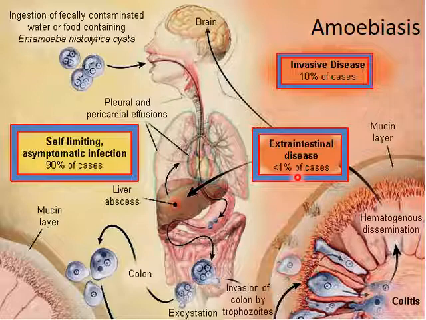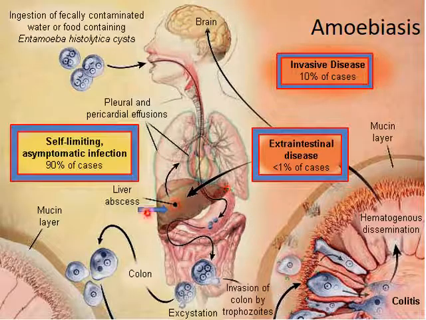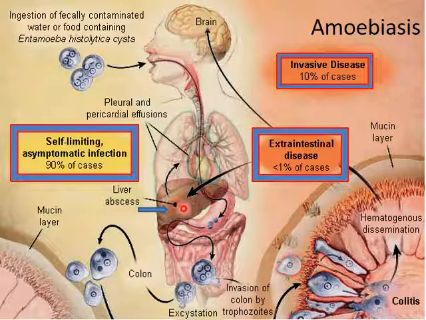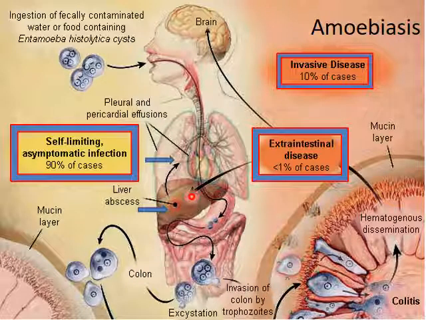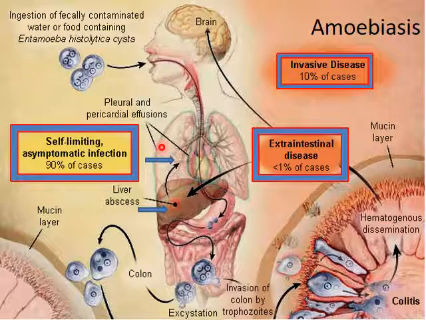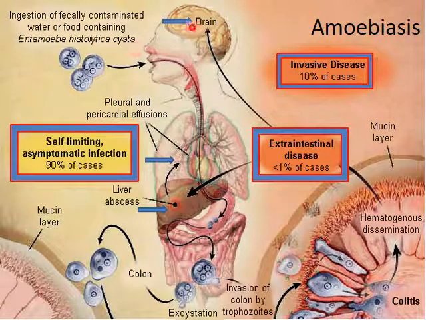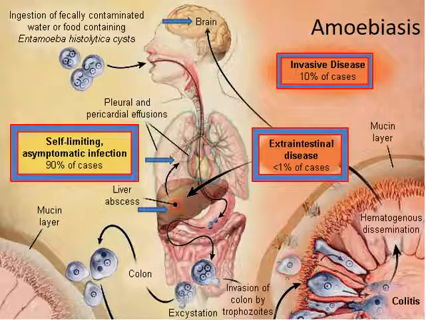can cause extraintestinal infection, and the most common extraintestinal infection is the amoebic liver abscess, followed by either pleural or pericardial effusions, and it can also lead to brain infections.